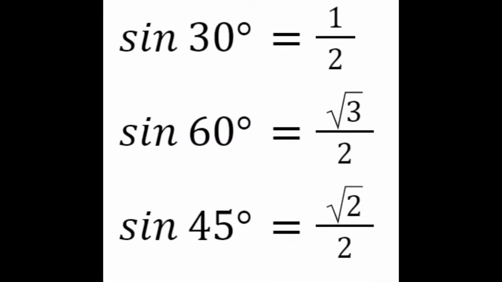There are some triangles where we can use other geometric principles to find the sine of an angle. For example, from a 30, 60, 90 triangle, we can find that the sine of 30 is 1/2 and the sine of 60 is half the square root of 3. From a 45, 45, 90 triangle, we can find that the sine of 45 is half the square root of 2.